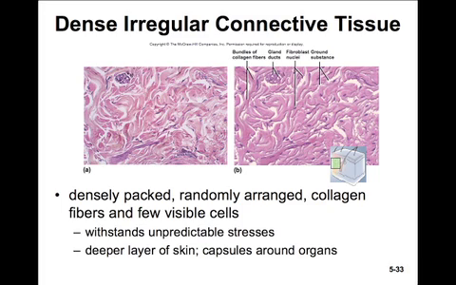Dense irregular connective tissue is able to withstand unpredictable stresses. We'll see it in the deep layers of the skin and in capsules around organs. It's very tough.